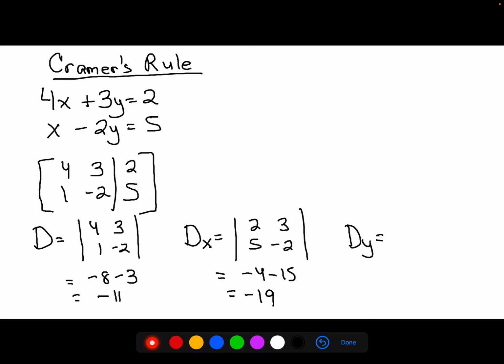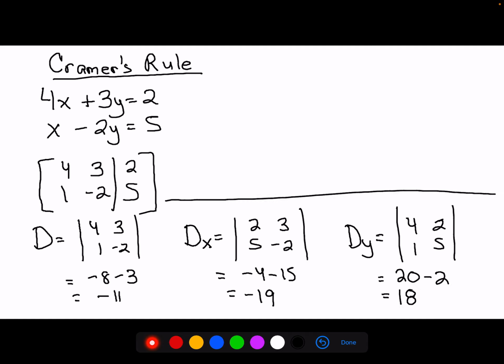And then for determinant sub y, we'll leave the x numbers alone, and in place of the y numbers, we're going to put those answers and do the determinant of that. 4 times 5 is 20, 1 times 2 is 2, 20 minus 2 is 18. Okay, so keep this in your mind. Keep this in your little pocket of information that we're going to use later.